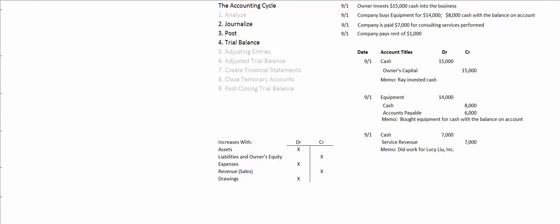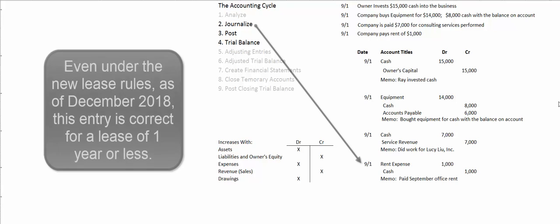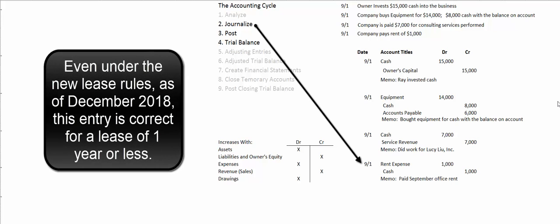And the fourth and final simple transaction is we pay rent of $1,000. Why don't you pause this video and see if you can make that journal entry. I hope you got it. Expenses are debits, so we debit rent expense for $1,000. Cash is an asset, so it increases with debits and decreases with credits, so we credit cash for $1,000.